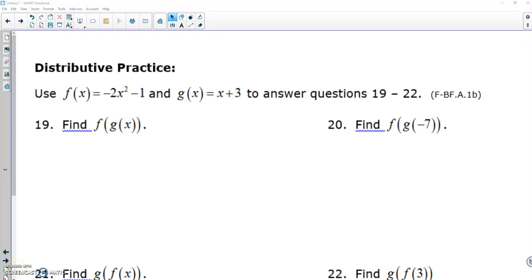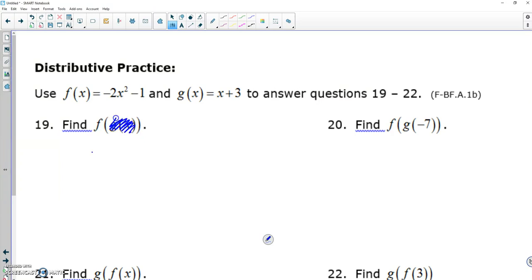Okay, this last section is called distributive practice. That basically means review, so it's anything from chapters 1, 2, and 3. This one looks like composition of functions. f of g of x basically means you're going to put one problem into the other. And I don't really like seeing this. It's too fancy for me.